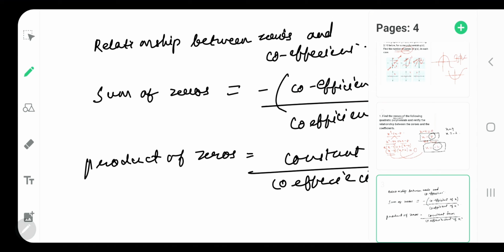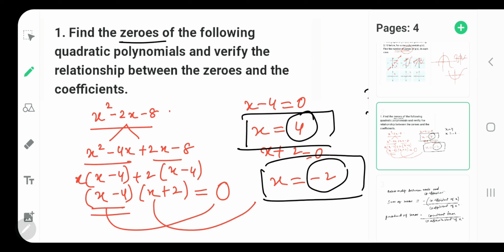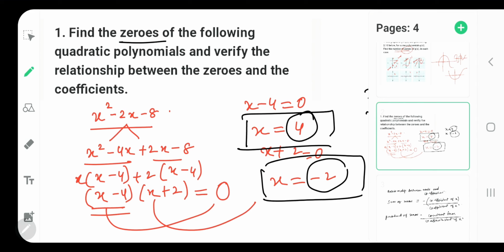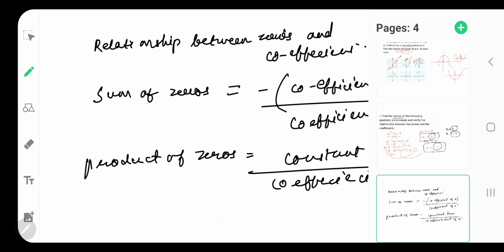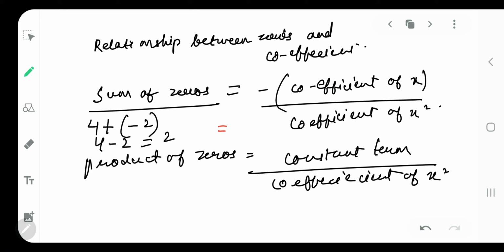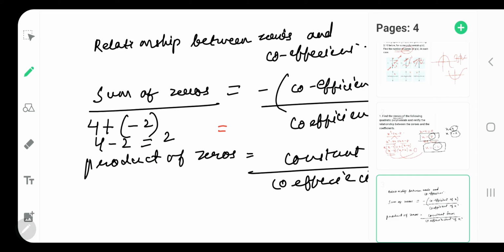So if you notice here, in this answer, I got zeros as 4 and minus 2. So what I will do? I will take the sum of zeros. So 4 plus minus 2, this is my sum. So that will be 4 minus 2, that will be 2. Perfect. Now that should be equal to the coefficient of x upon coefficient of x square.